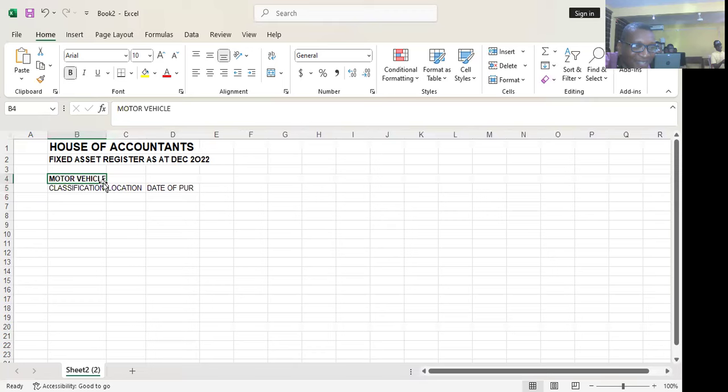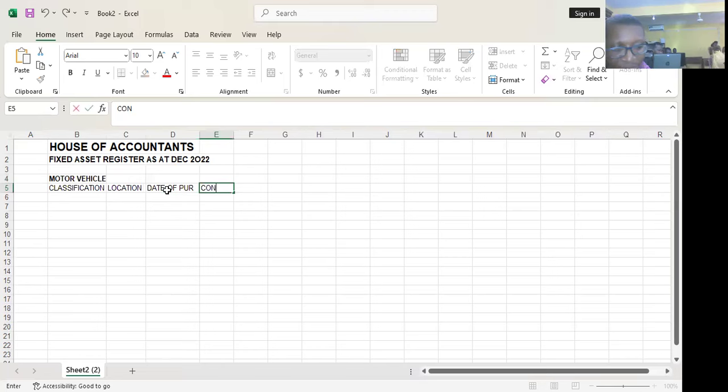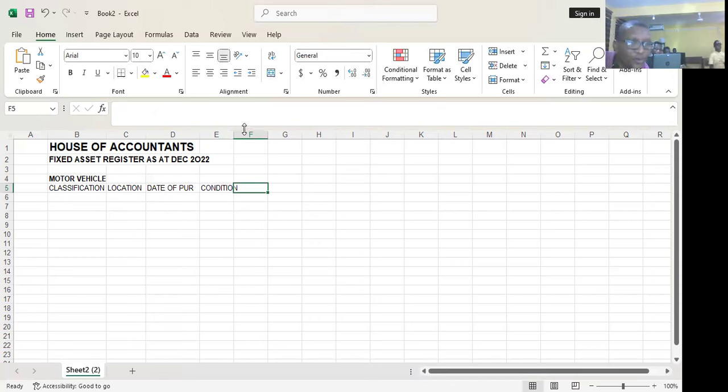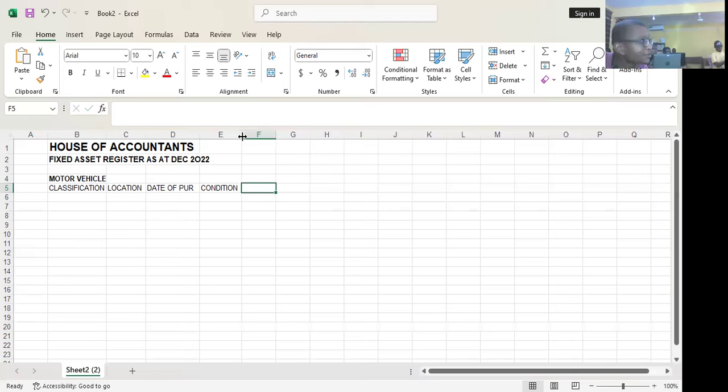Okay, so we have classification, we have location, we have date of purchase. After date of purchase, what again do we have? Condition. Yeah, if you like, you can put condition. It's something you can create yourself. That's a classification.